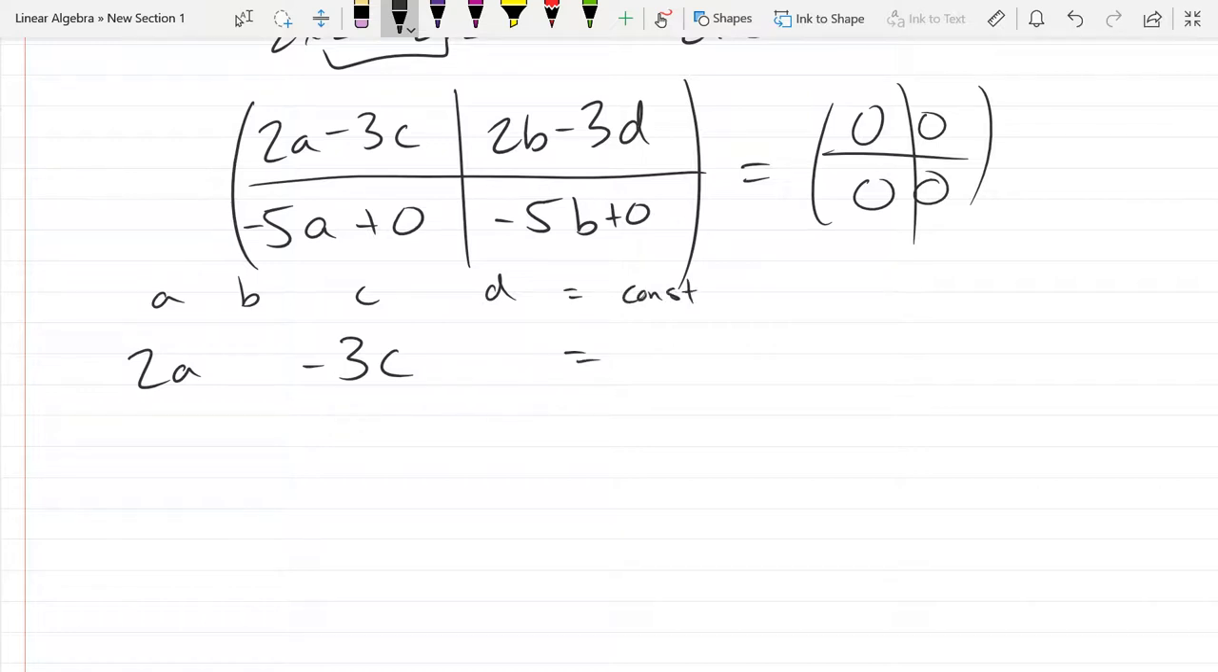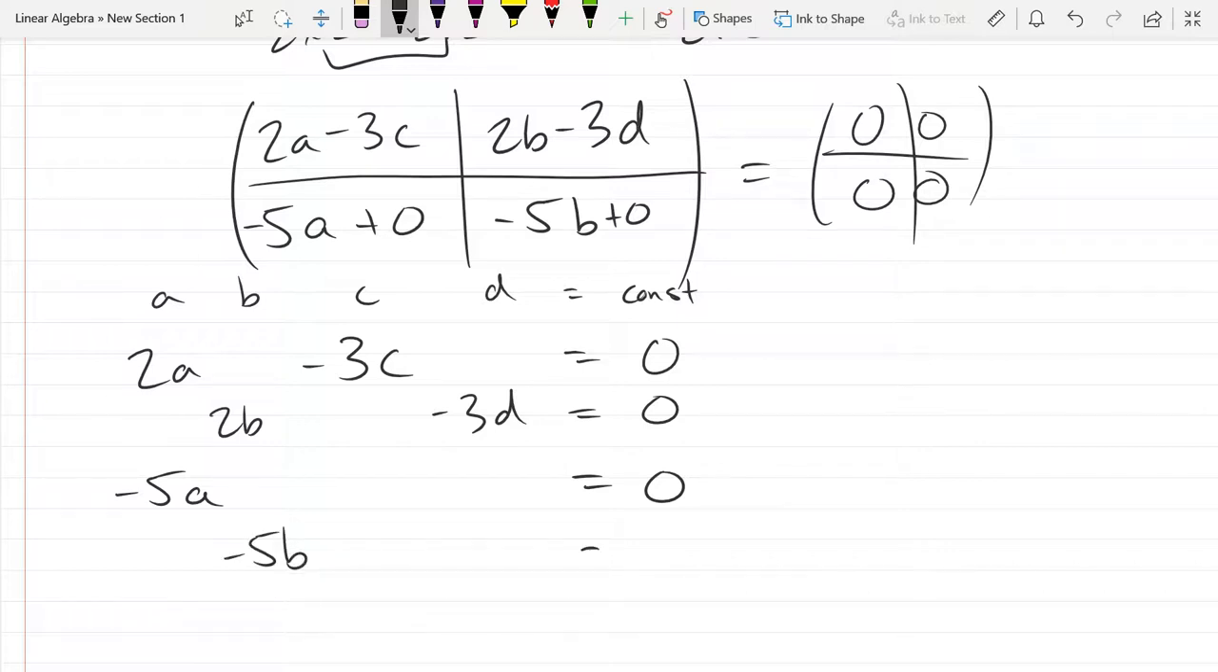So minus 3C equals 0. Our next, 2B minus 3D also equals 0. And now my bottom left is negative 5A equals 0. And then negative 5B is 0.